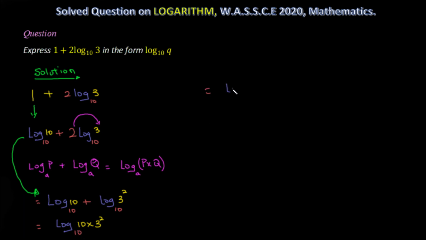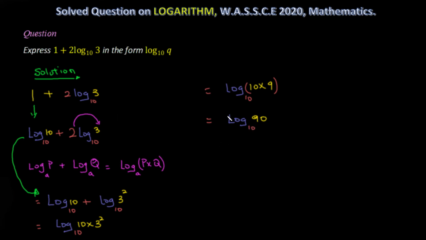Now log 10 times 3 raised to power 2 is what? 3 raised to power 2 is 9, base 10. Now you have log 10 times 9, which is 90, base 10.